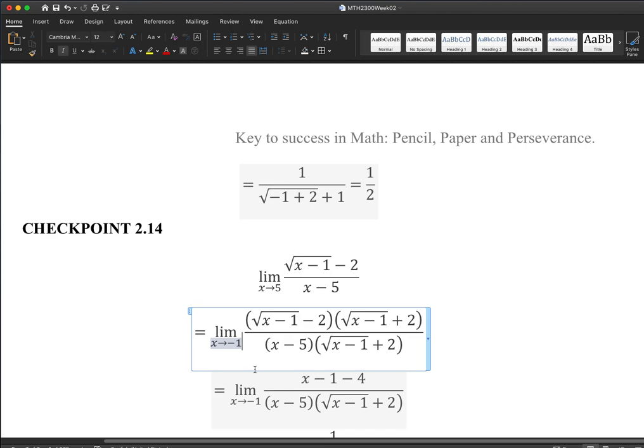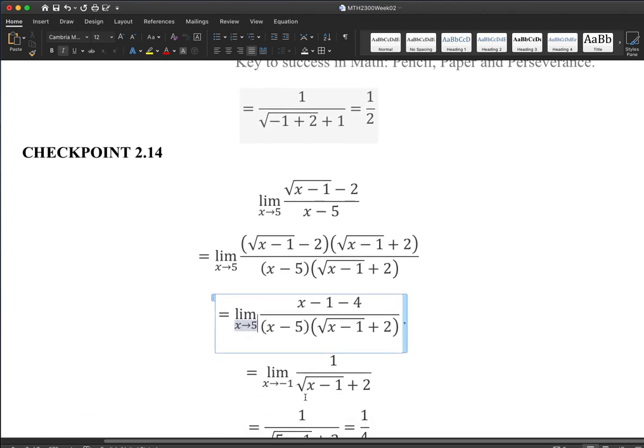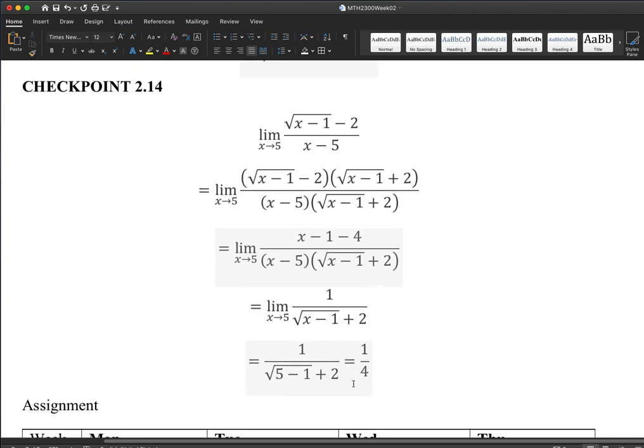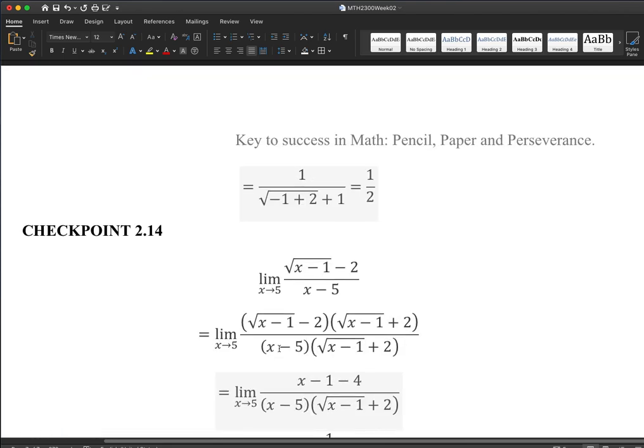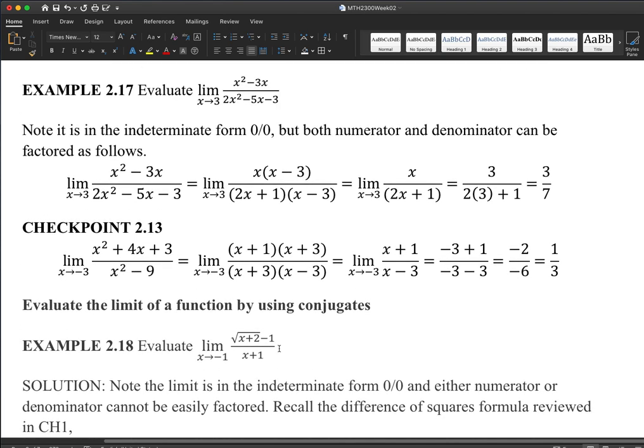Okay, and also this part, it should be x approaching to 5. Let me make the update. X approaching to 5. After cancellation, I hope you see there's no issue to consider so-called direct substitution, right? Replace x with 5. That's a 4. Square root of 4, that's 2. 2 plus 2, again, it is a 4. So finally, I got the limit as 1/4. So again, this part, it is about using direct substitution to find out a limit.